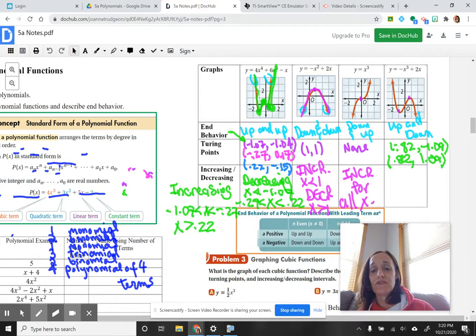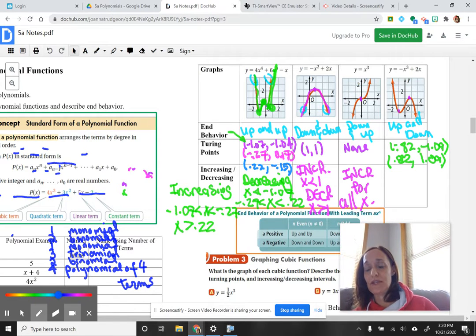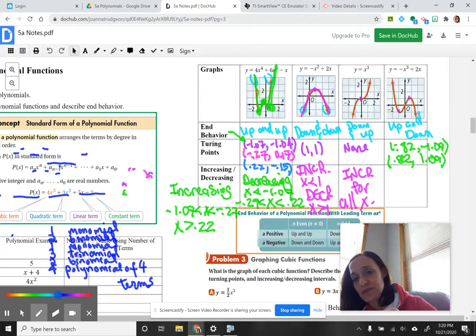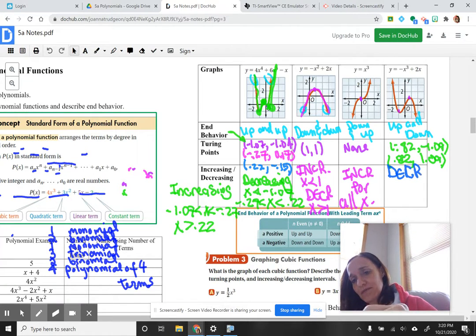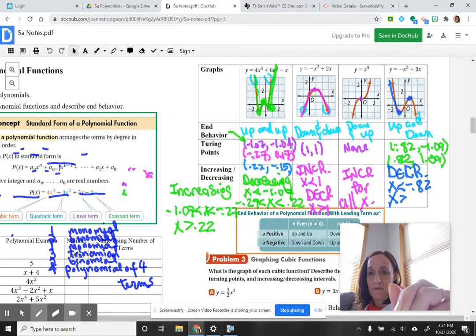And the last one, now this one would have a few more, and we have the points, so it's not too terrible. It's decreasing twice. So decreasing, it doesn't really matter which one you write first. Decreasing, and when x is less than, it goes all the way to there. So all of this, when x is less than negative 0.82, as well as when x is greater than 0.82.